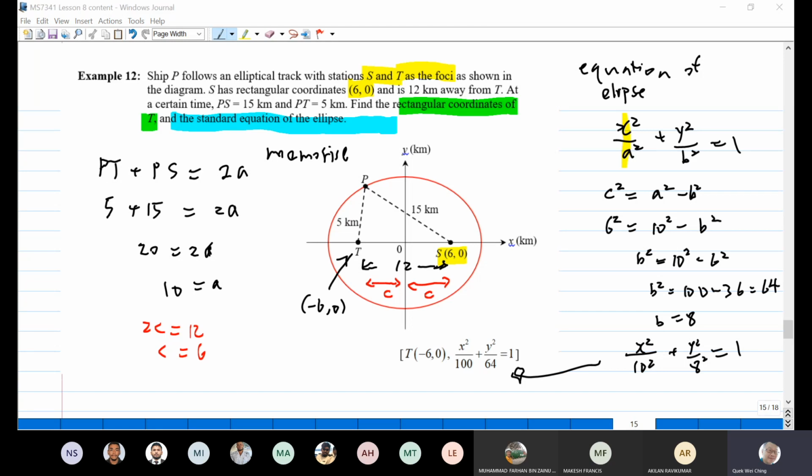Okay, so I think this diagram is not good. Let me erase this. Okay, this one is better. Okay, erase. So this is the last example for today.